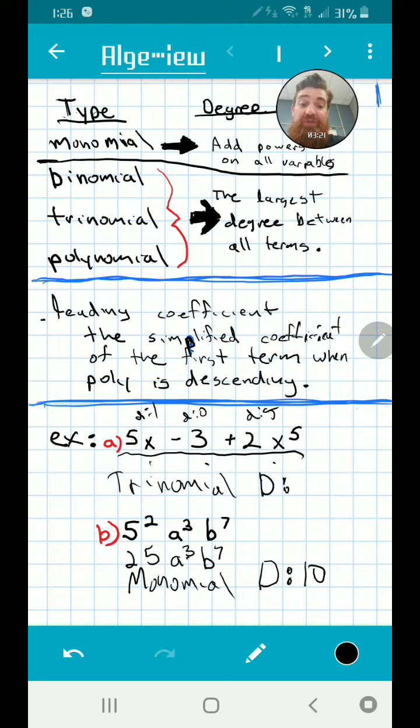Okay, now the last thing that we have to identify is the leading coefficient. So the leading coefficient is just the first coefficient of the first term. Now you do have to make sure everything is simplified, and you do have to make sure that your polynomial is in descending order. When we look at example A, it is not in descending order. In descending order, it would have the highest powered term come first. So let's go ahead and rewrite it as 2x to the fifth. The next highest powered term would be this 5x right here, so that's going to go next. It's positive 5x. And then the constant generally will come last.